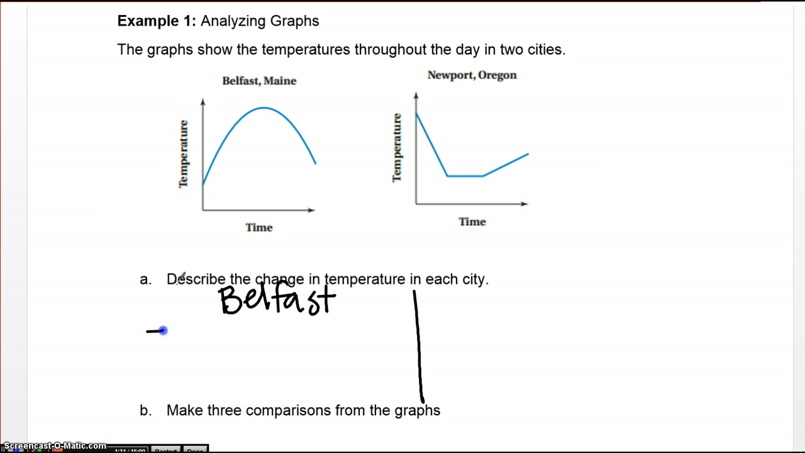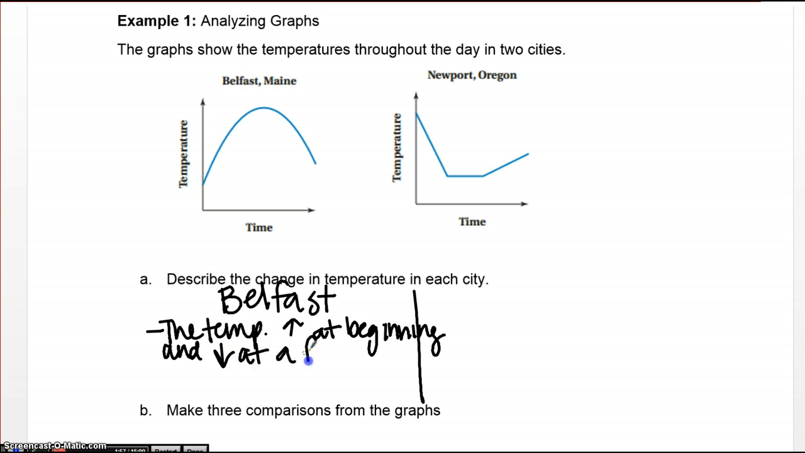So I would say the temperature, I'm going to write my up arrow for increases so you're not watching me just write out a bunch of words. The temperature increases at the beginning of the day and then decreases at a faster rate the rest of the day.